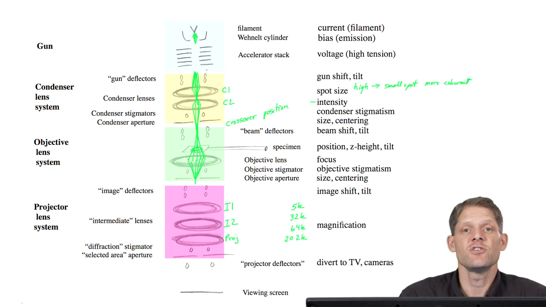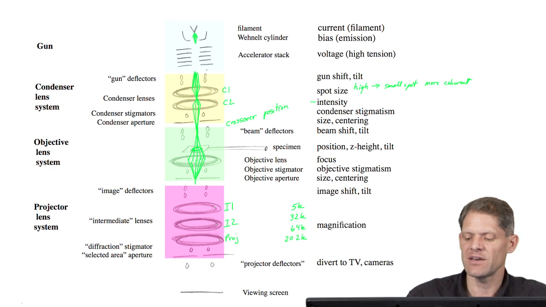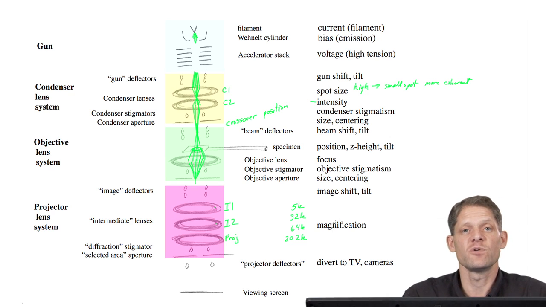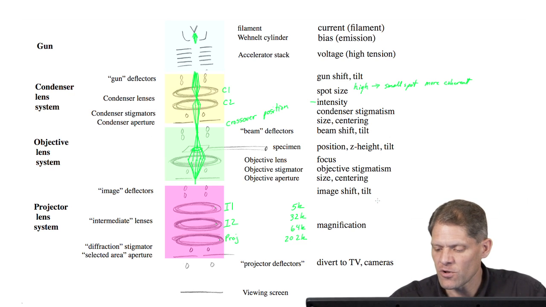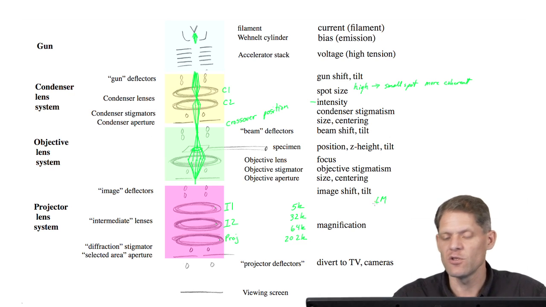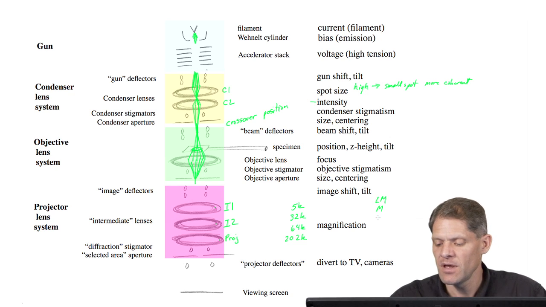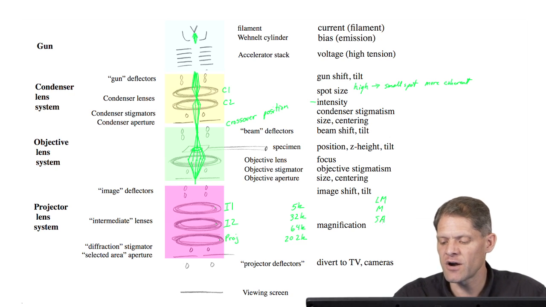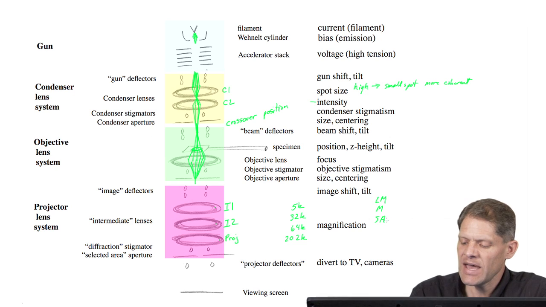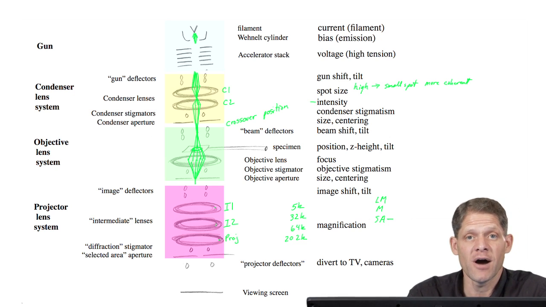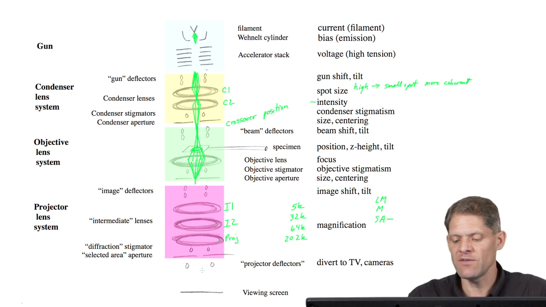Now, the first time you start doing this, you'll notice that as you change the magnification, there are several regimes of magnification. The lowest regime is called low magnifications, and the next one is usually called M, and then the higher magnifications are called SA, the SA range. What's happening here is that if you're in the SA range, all three of these lenses are on, and their currents give you whichever magnification you're seeking.